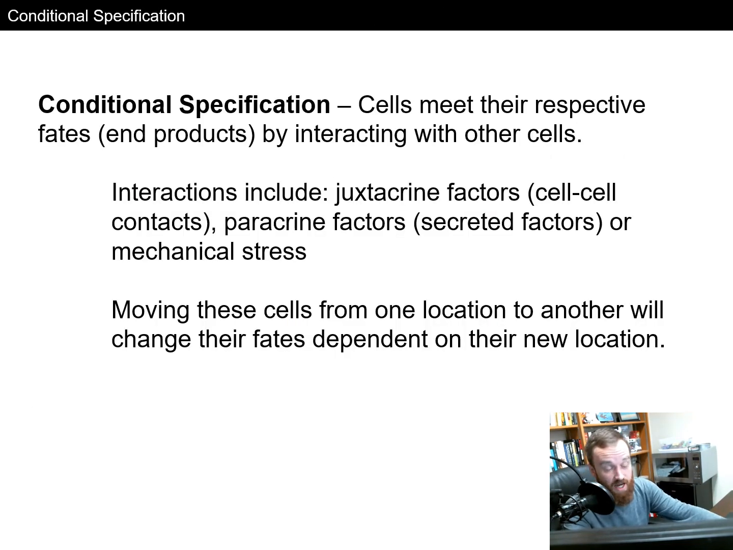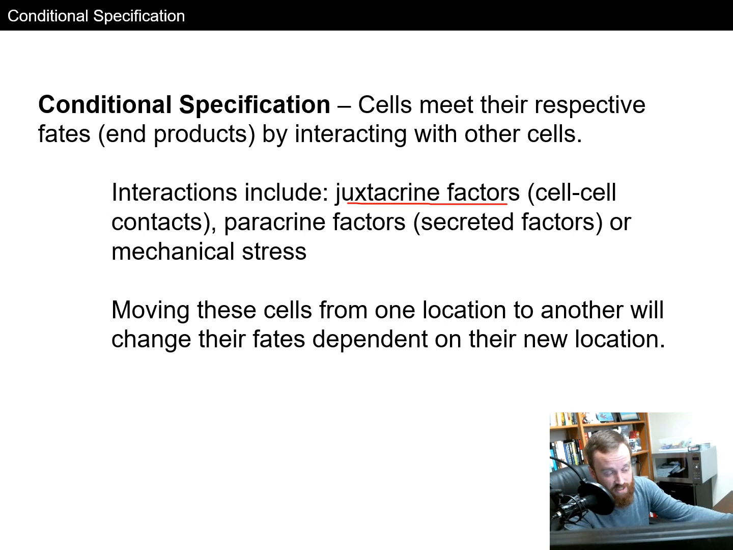So we just covered autonomous specification, where a cell is set on its path and will continue to meet its desired outcome by itself, right, autonomously. We also have conditional specification, where cells meet their respective fates by interacting with other cells, so knowing their neighbors. These interactions include juxtacrine factors, which are cell-to-cell contacts. We'll get into those. They're proteins that reach across cells.